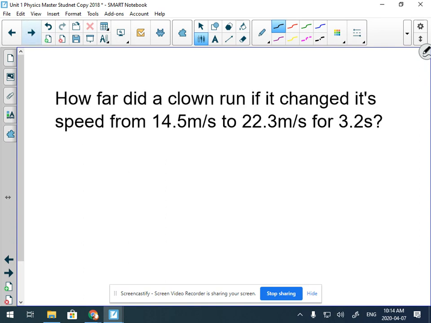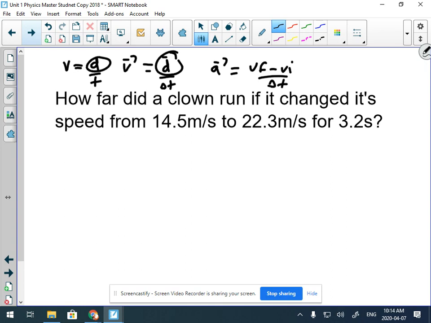How far did a clown run if it changed its speed from 14.5 meters per second to 22.3 meters per second for 3.2 seconds? Now, we've gone through a couple formulas. Like, for example, if you remember, we've done the speed formula, we've done the velocity formula, and the acceleration formula, right? Now, if I was trying to solve for distance, maybe we could rearrange these guys, but the problem is we've been given two speeds. So we need the two-speed formula.